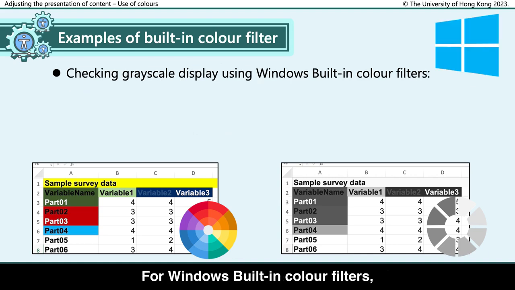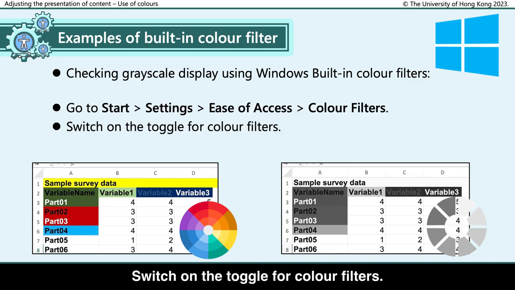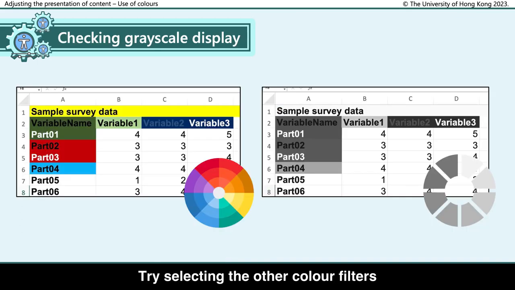For Windows built-in color filters, go to Start, Settings, Ease of Access, Color Filters. Switch on the toggle for color filters. Try selecting the other color filters from the drop-down menu. To view the spreadsheets in simulated color blindness situations, fix any parts in the spreadsheets that do not present the intended meanings under color filters.